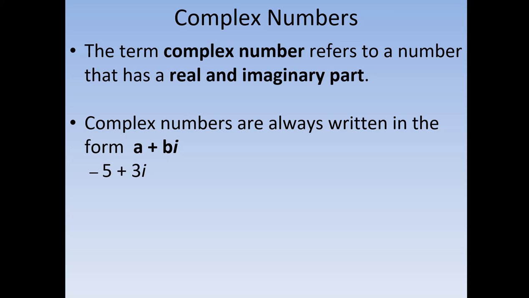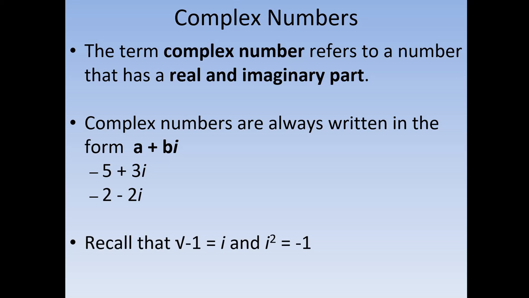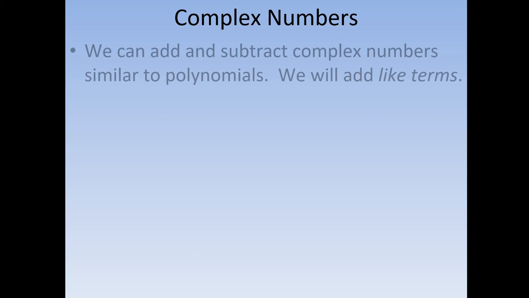So for example, 5 plus 3i is a complex number since it has a real part, the 5, and an imaginary part, the 3i. 2 minus 2i is also a complex number. Now, just really quickly, recall that the square root of negative 1 is i, and i squared is negative 1. You do want to make sure that you remember this regularly.